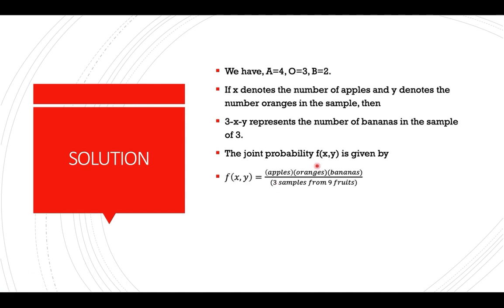We count the number of possible apples out of those 4, so we'll be using combination, and then the possible combination of selecting oranges, and then the number of possible ways to select bananas based on the random variables x and y over the total sample space, which is 3 samples taken from a total of 9 fruits, 4 plus 3 plus 2.